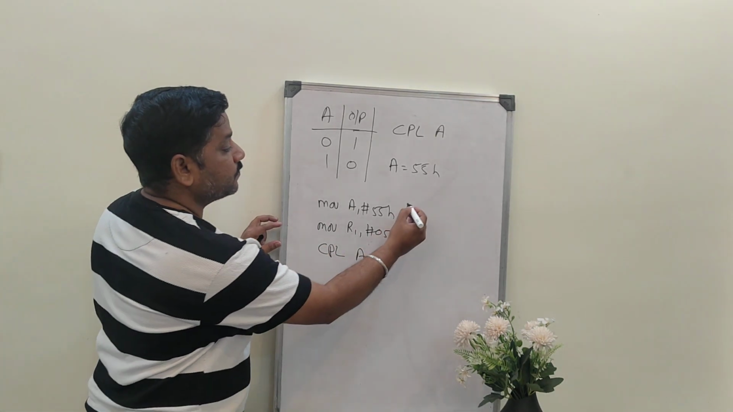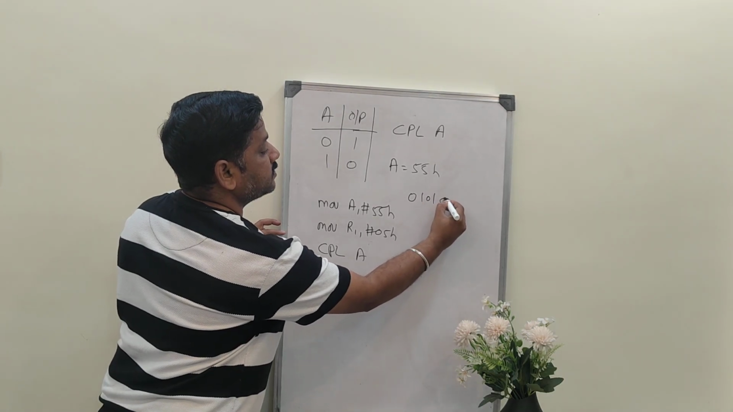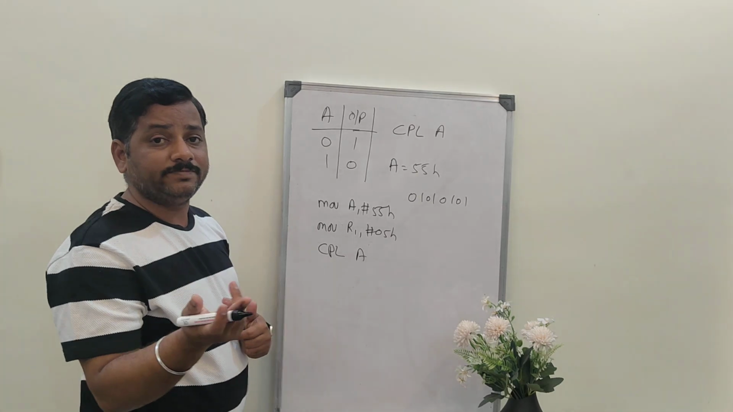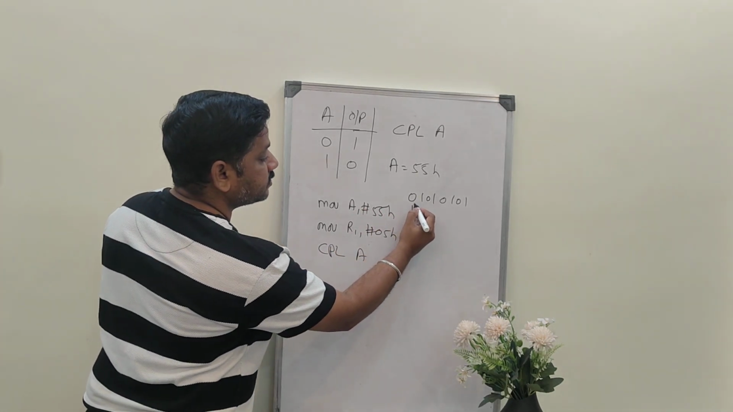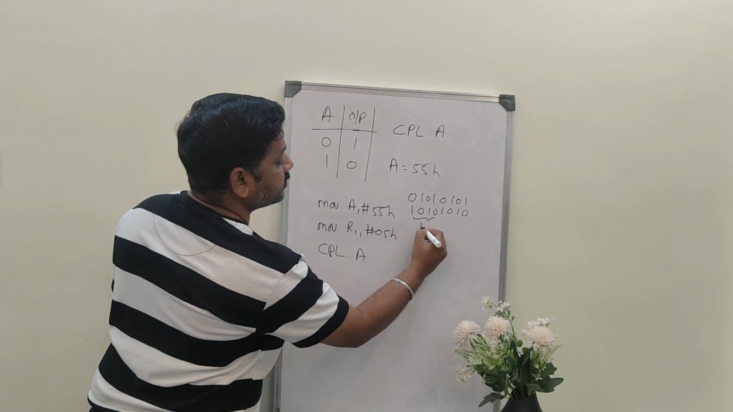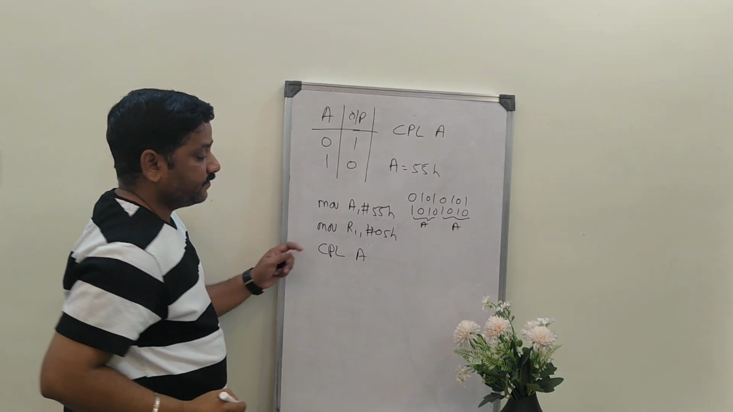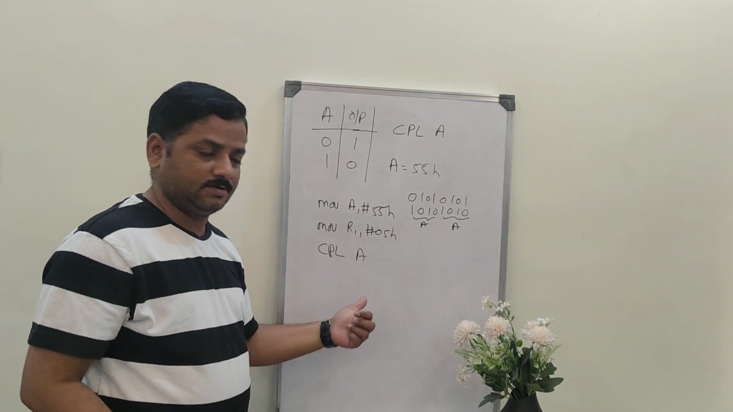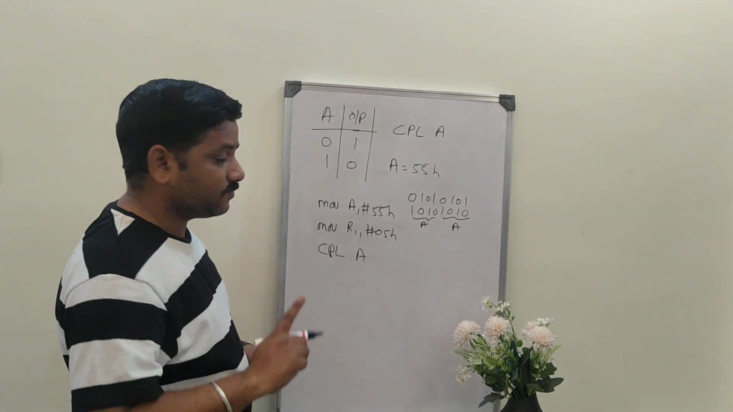So 55 is nothing but 0101 0101. Once you execute this line, it will complement all the bits of it. So this is going to become 1010 1010. It means this is A, this is A. So 55 will become AA. That is just a toggling of the content of accumulator. Once it is complemented, means once it is toggled.